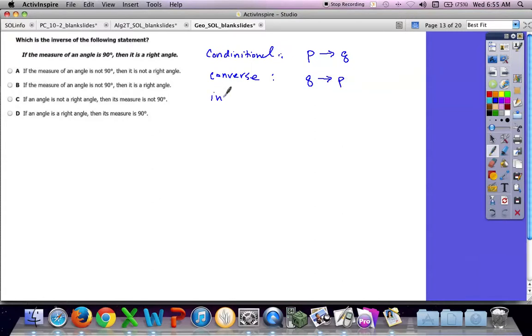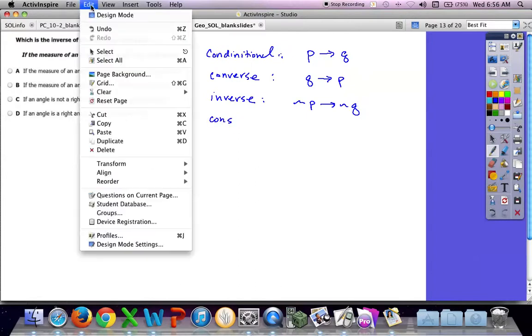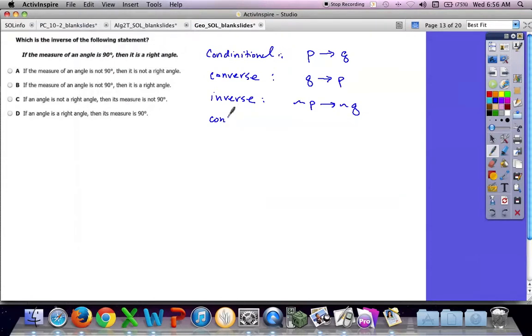The inverse is not P implies, if not P, then not Q. And the last one, which you could get asked about, is the contrapositive, which is if not Q, then not P.